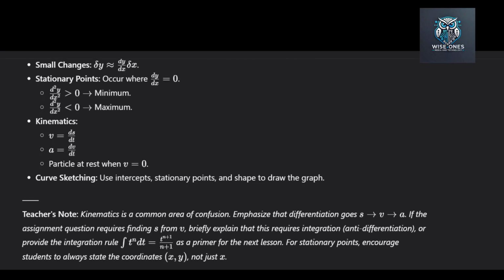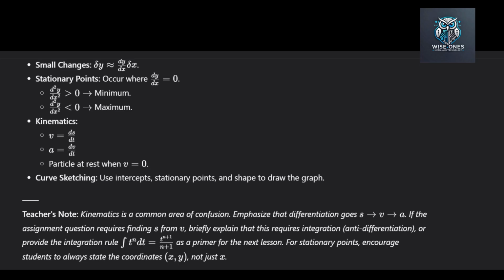We learned about stationary points. They occur where dy dx equals 0. d squared y dx squared greater than 0 means minimum. d squared y dx squared less than 0 means maximum. We learned about kinematics. v equals ds/dt. a equals dv/dt. Particle at rest when v equals 0. We learned about curve sketching. Use intercepts, stationary points, and shape to draw the graph.